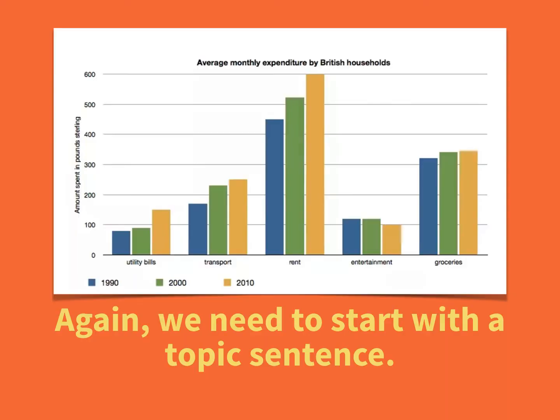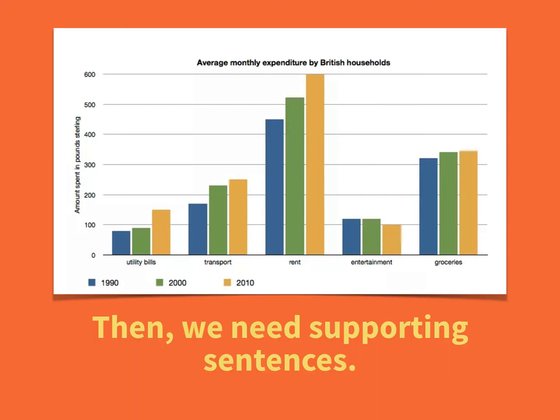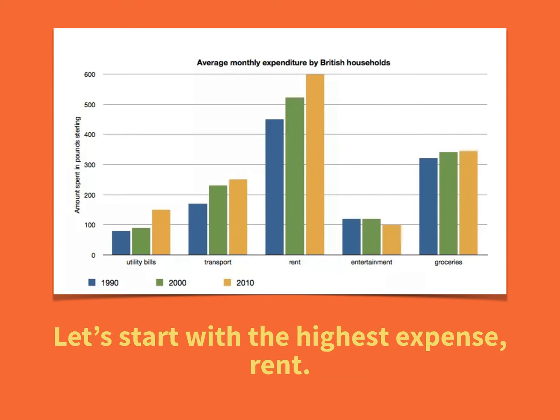So now let's look at the second trend, which is that overall expenditure increased. Again, we need to start with a topic sentence that clearly states our trend. And we do that by saying overall household expenses increased considerably between 1990 and 2010. So now we need to write supporting sentences that support that trend, that show that the amount of money people spent in 1990 was less than the amount they spent in 2000 and less than the amount they spent in 2010.